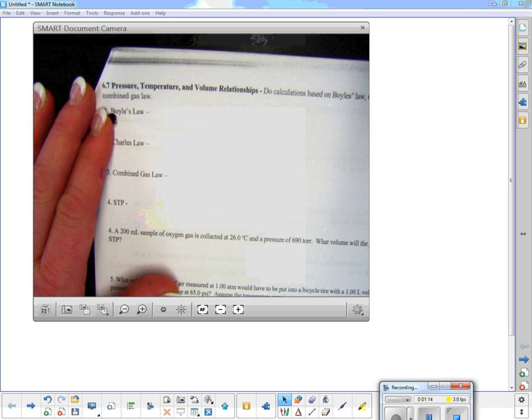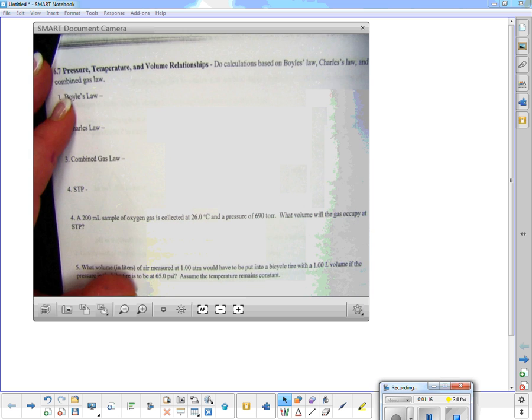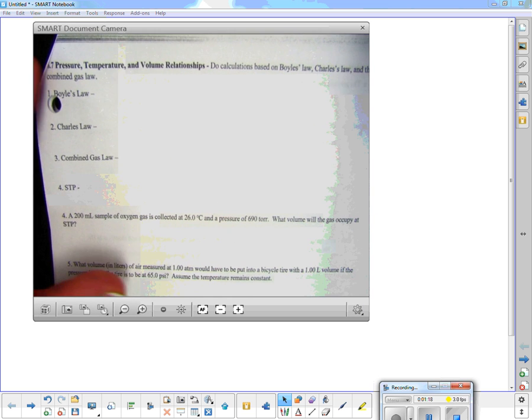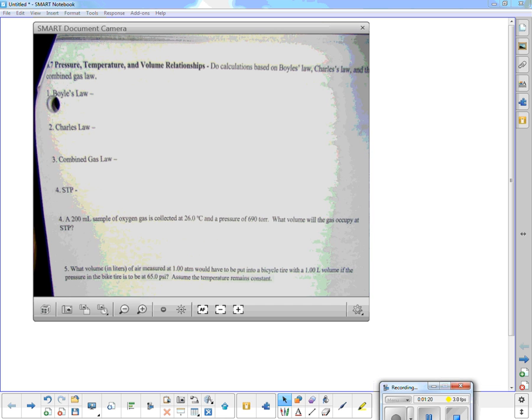Then as we went to 6.7, we actually went into the laws. Now, these are things that I would put on my 3x5 card.